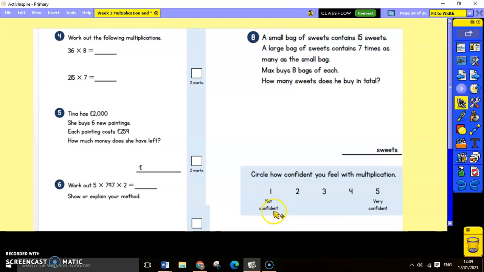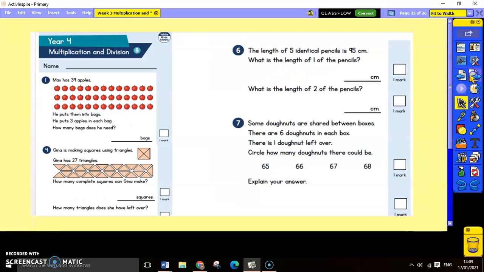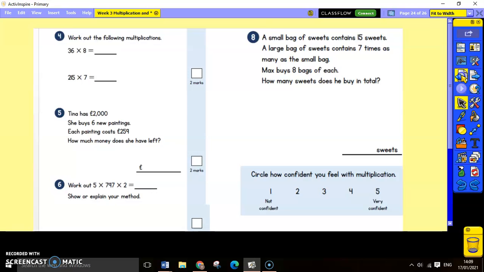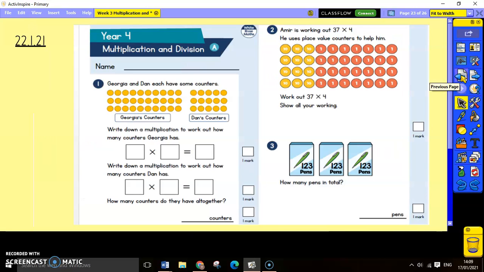Okay, so not very confident. I feel confident, I can do these on my own. Oh yeah, really easy, I found it super easy. Okay, so have a little go at your quizzes. And then, like I said, go back and mark them with your family members. And then that's you done for the week.